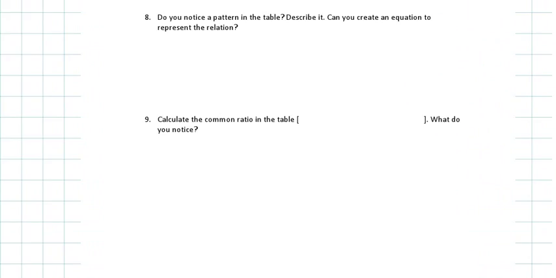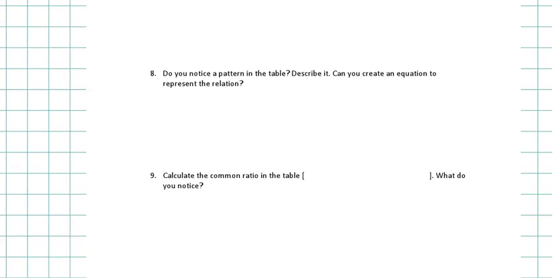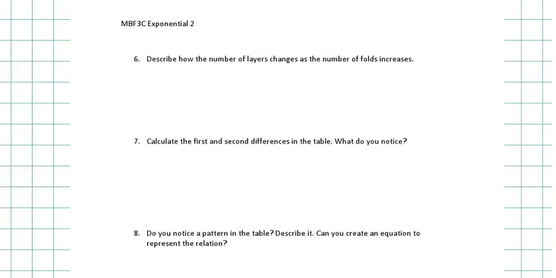So describe how the number of layers changes as the number of folds increases. What's happening to the number of layers? Multiplied by 2, or we call it double.